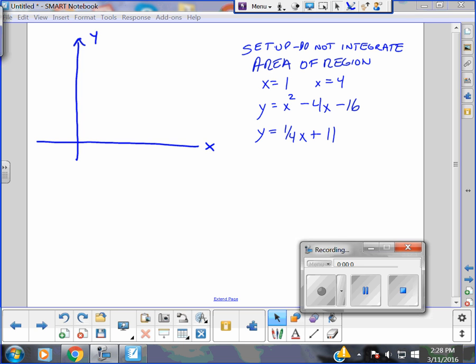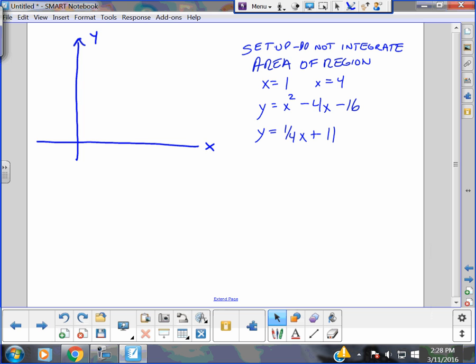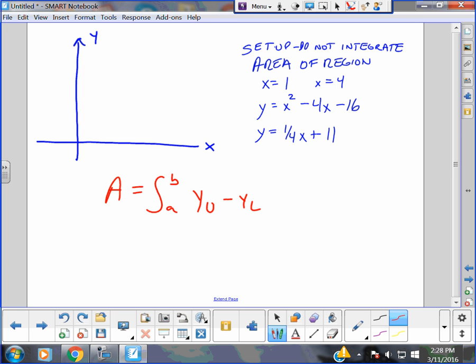All right, one of the popular things in calculus, and I do it just like most college professors, is I tell you to set up, but do not integrate, an area of a region. And again, it's just getting back to that. You know that you could find the area between two curves by doing the integral from a to b of the upper curve minus the lower curve dx, and that'll be the area between the curves.